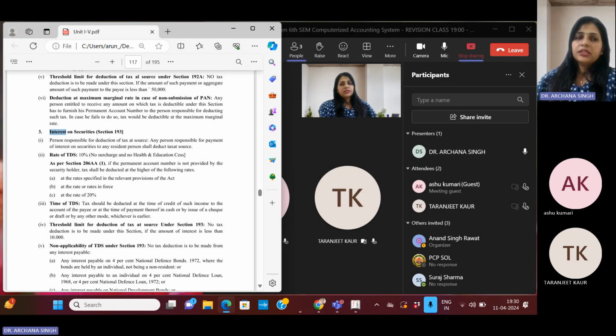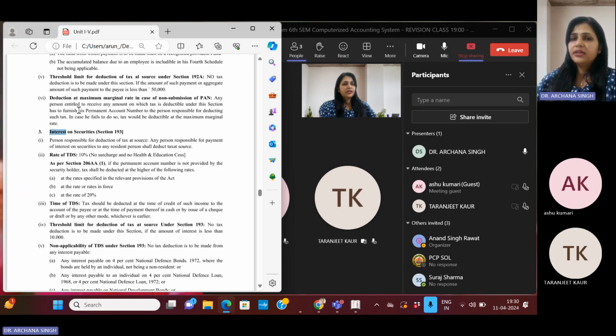Okay, so this means any person who is entitled to receive any amount on which tax is deductible under this section has to provide his permanent account number, his PAN, to the person who is responsible for calculating or deducting that tax.